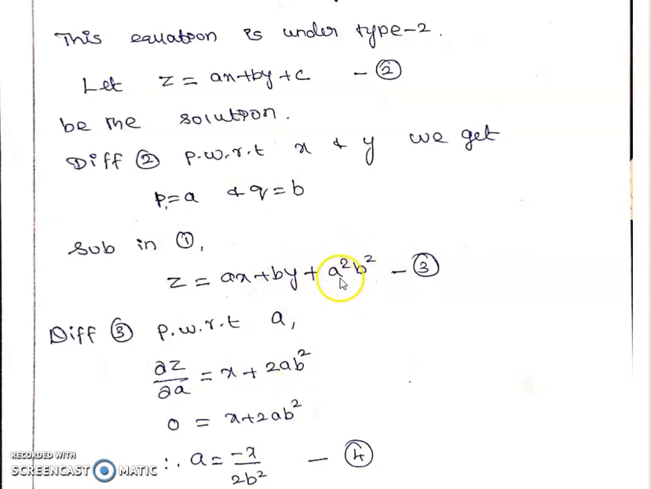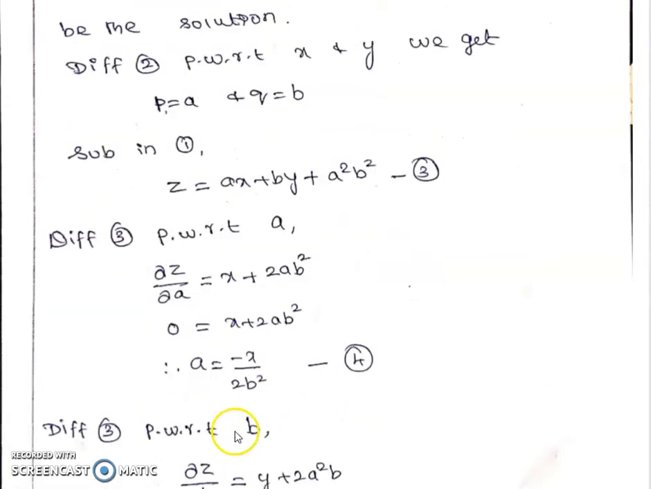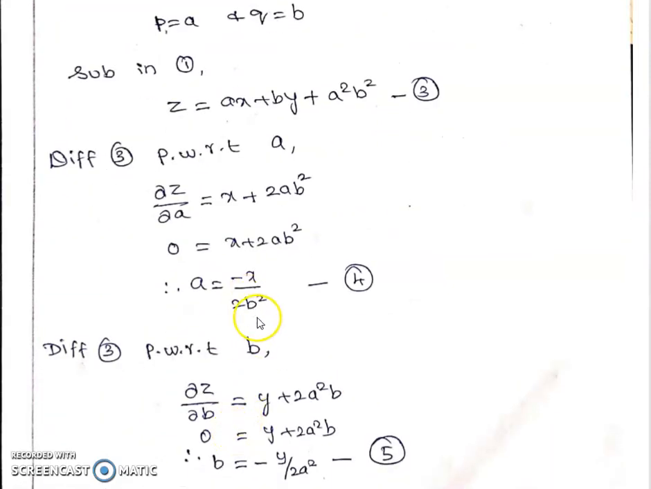Then the last term, we have a square. Differentiation of a square is 2a into b square as it is. We know that differentiation of a constant is equal to 0. Therefore dou z by dou a is equal to 0, which is equal to x plus 2a b square. So from this we get the value a is equal to minus x by 2b square.